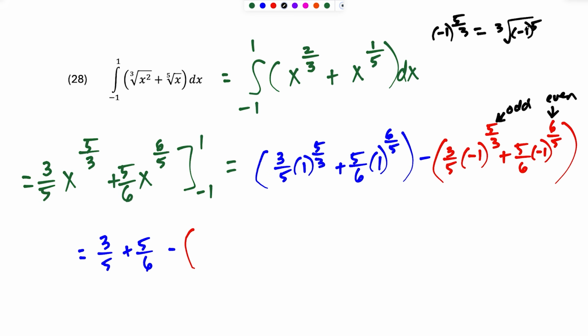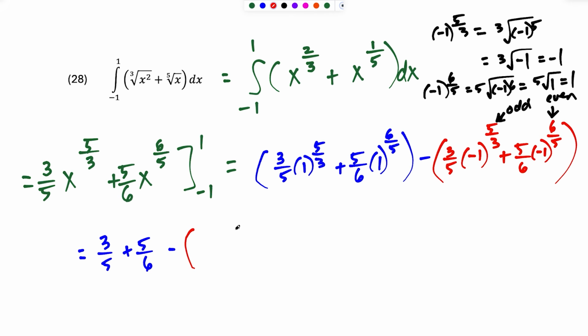So when I have an odd power attached to -1, I'm going to take the cube root of -1, which comes out as -1. But when I have an even power, like in the second case here, something like -1 to the 6/5, I'm going to have the 5th root of -1 to the 6, and that's going to give me the 5th root of +1, which gives me +1. Okay, so this is going to be really, really important for this part here.